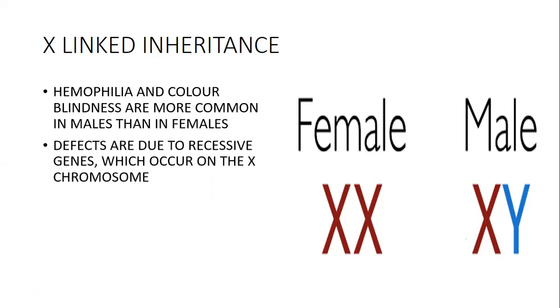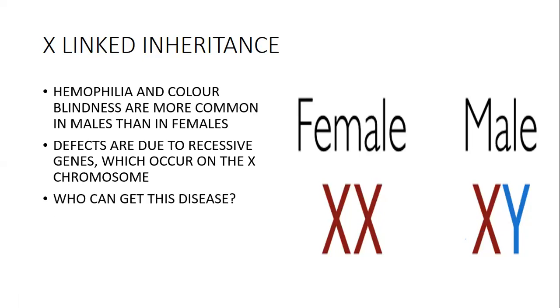Now, as I've told you, the defects are due to a recessive gene which occurs on the X chromosome. If both the X chromosomes are recessive, then these characters, hemophilia and color blindness, can be seen in females. But in male, he has one X chromosome, and if that is recessive, then males are more likely to show color blindness.